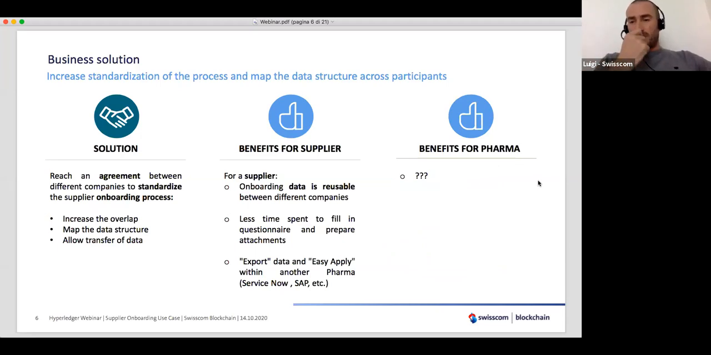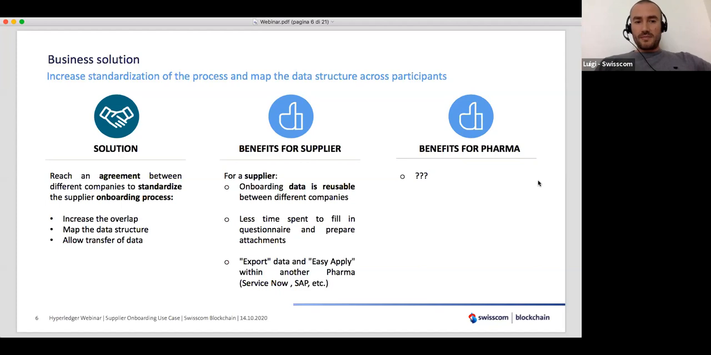From a business perspective, the idea was to try to increase the overlap of this process between all the pharma in the industry. So try to standardize this particular process. Secondly, to provide a clear mapping on how the data should be treated in order to avoid the supplier to fill up again the same form, but in a different order.